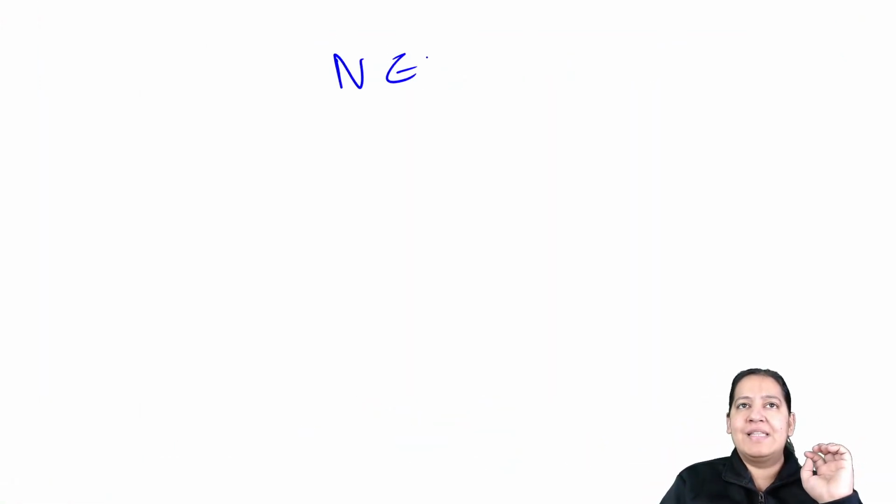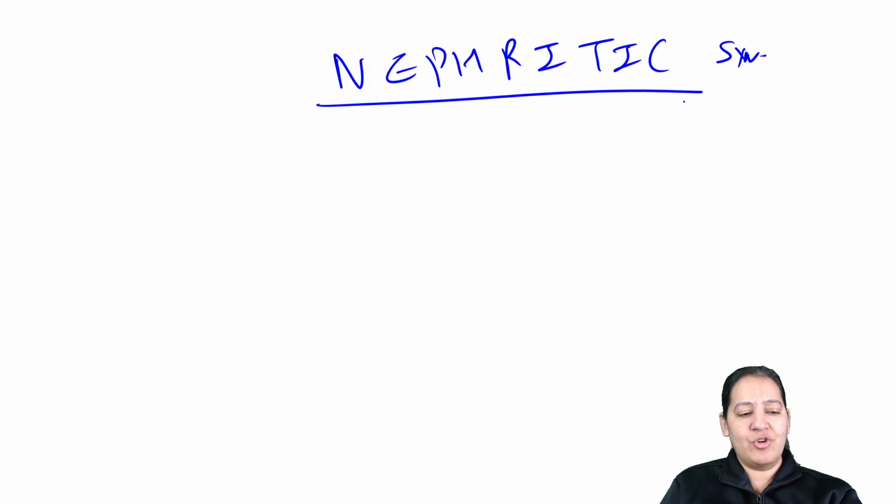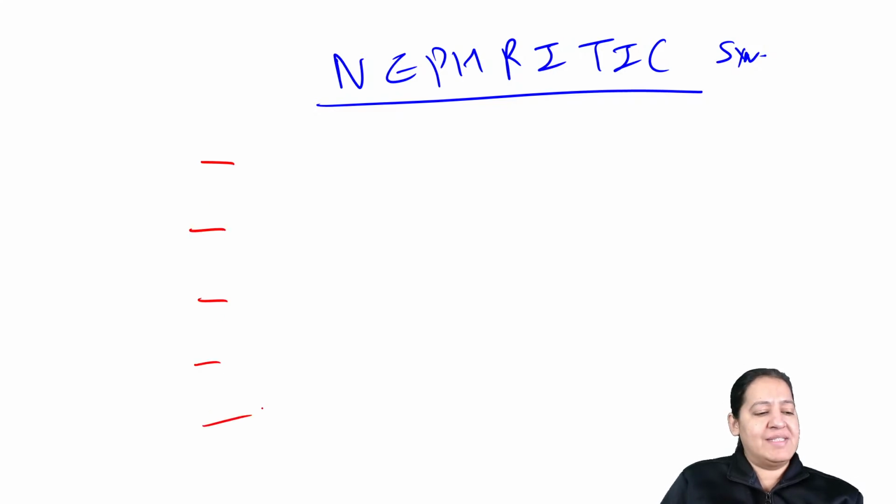Let me summarize nephritic syndrome. Who will help me? Nephritic syndrome. What are the 5 features? Rishinika, Sweetie, Anyama, anyone want to enumerate? What are the 5 features of nephritic? 1, 2, 3, 4, 5. Tell me 1, 2, 3, 4, 5. That's it. Define nephritic syndrome.